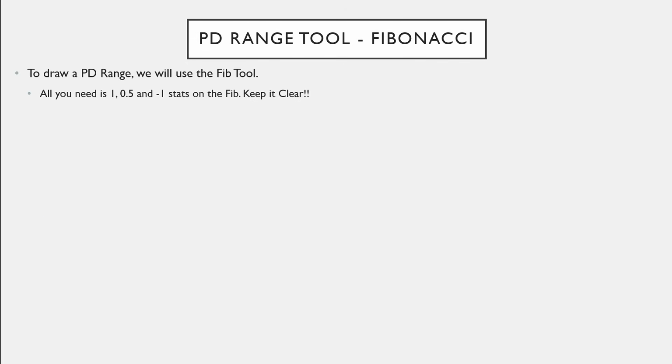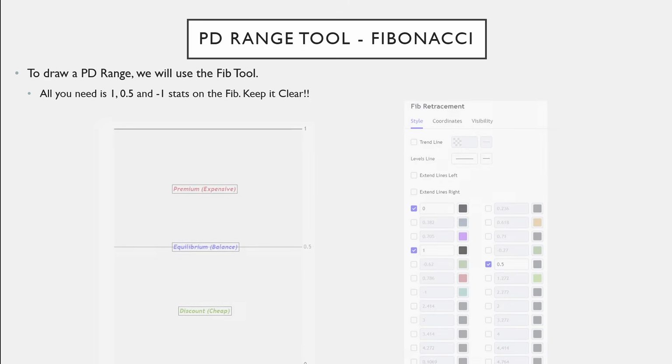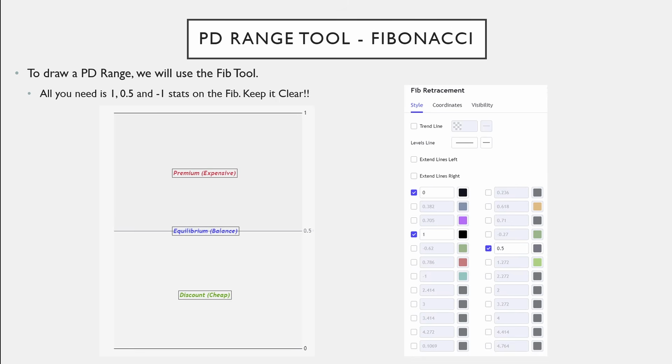How do we draw the PD range tool? Simple Fibonacci. We need a Fib tool with just 1, 0.5, and -1 stats on the Fib. Make sure to keep it clear. This is personally how I use it.